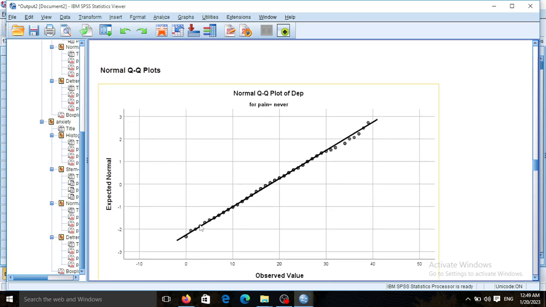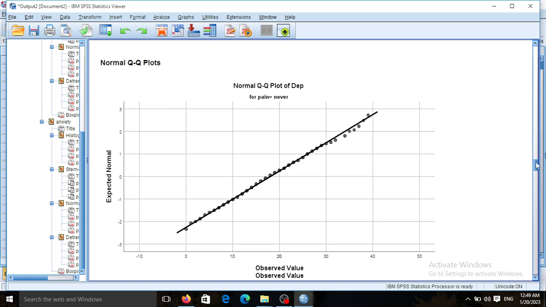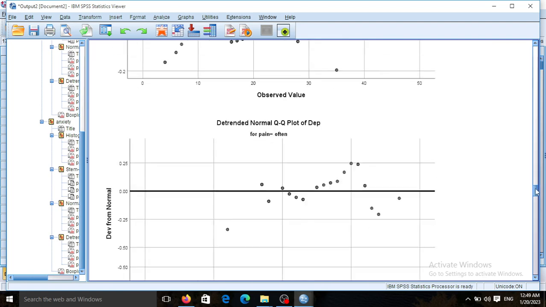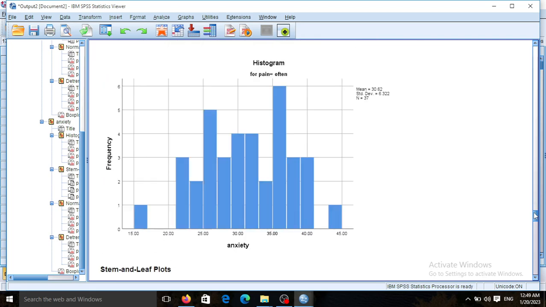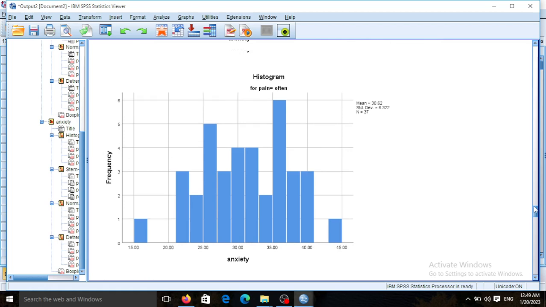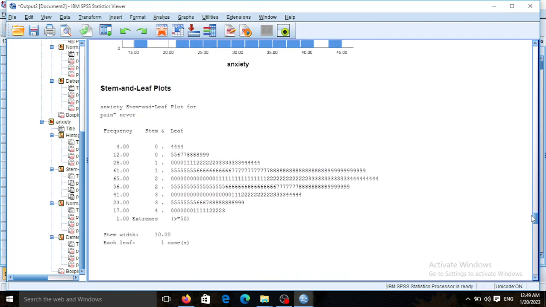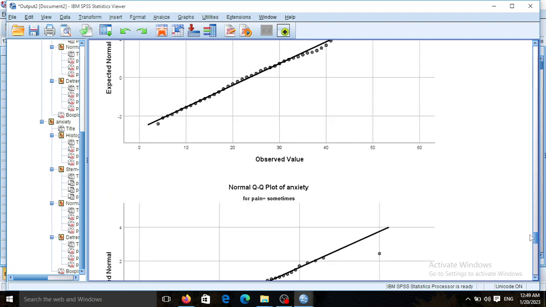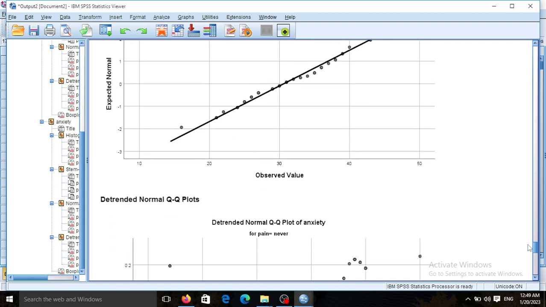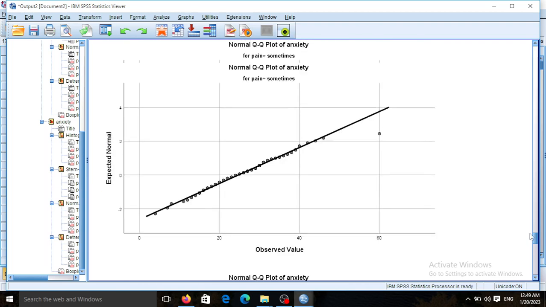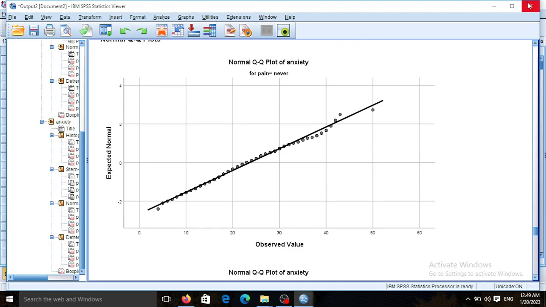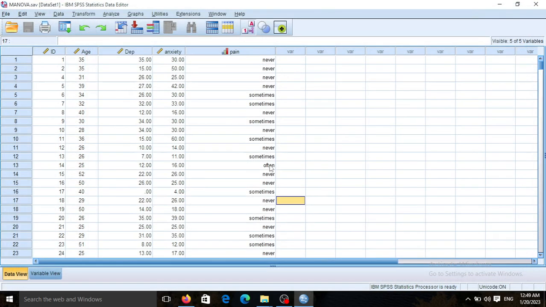QQ plot also shows that all dots are located on the line, showing a normal distribution pattern, and I can see the similar pattern in all subgroups. Also, for the anxiety score, a similar pattern of normal distribution can be observed, and the QQ plot also certifies that there is a normal distribution pattern. So I can conclude that I have a normal distribution pattern in both anxiety score and depression score.